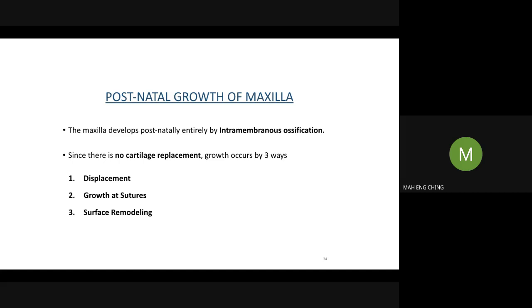Since there's no cartilage replacement, the growth occurs in three ways. We talk about this: first is displacement. Second is the growth at the suture. Again, this one is a bit of displacement also. Then surface remodeling. So you just repeat what we discussed just now. It's by displacement and remodeling.